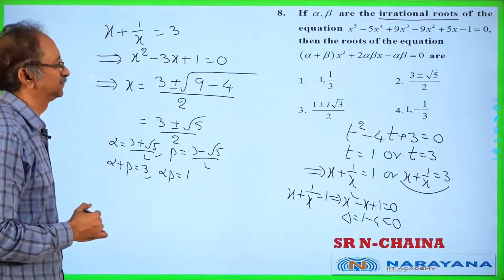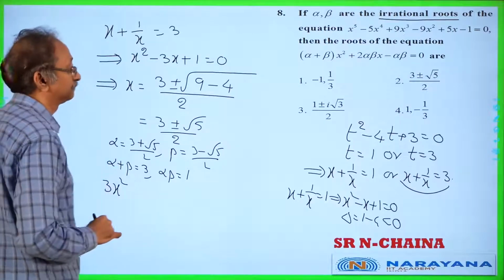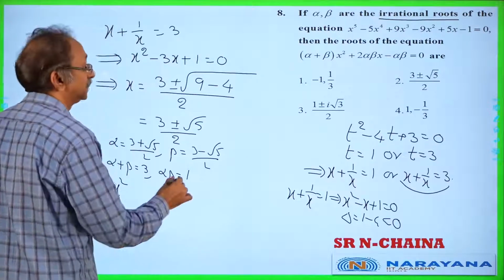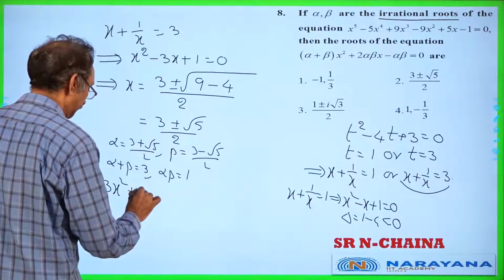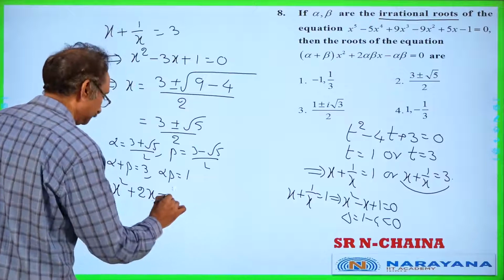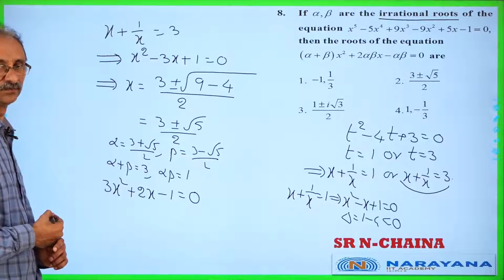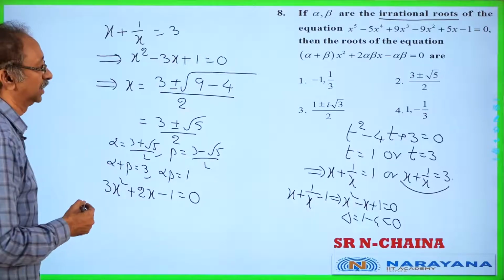And now we have to solve another equation. That is alpha plus beta into x square, that is 3x square, plus 2 alpha beta into x, plus 2x, and minus alpha beta, that is minus 1, is equal to 0. Okay, students? And now we have to solve this equation.